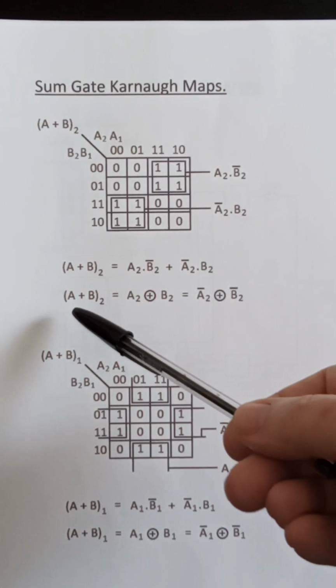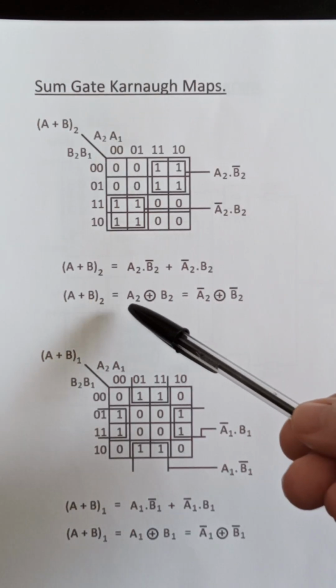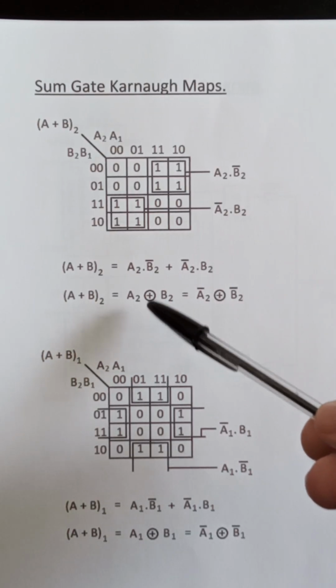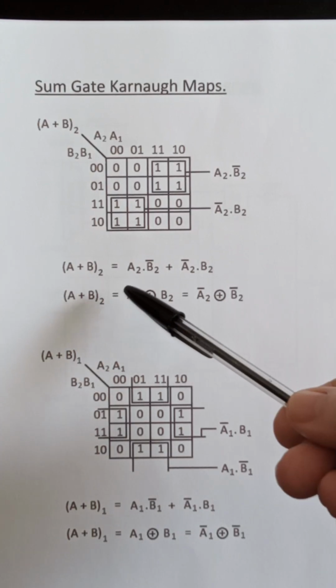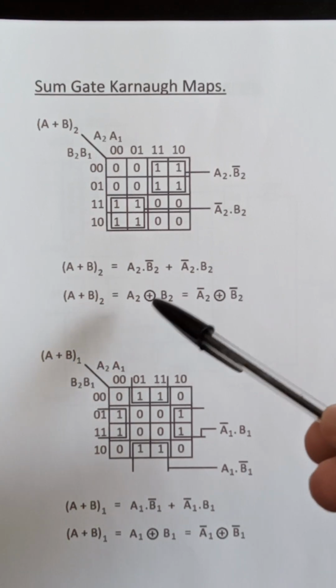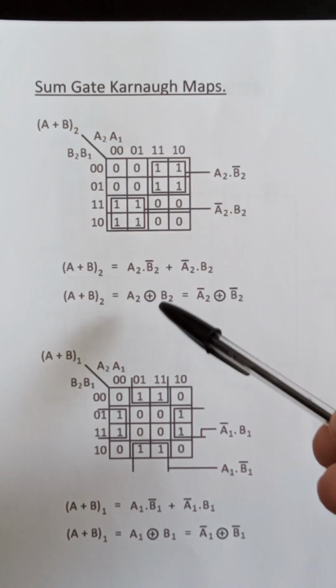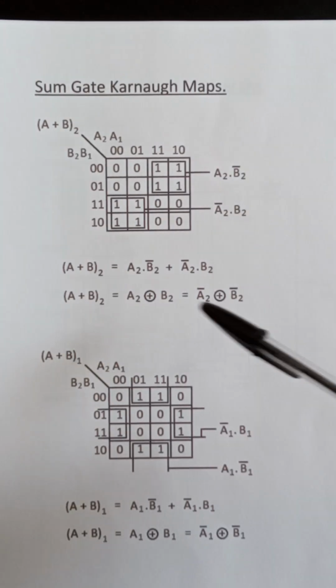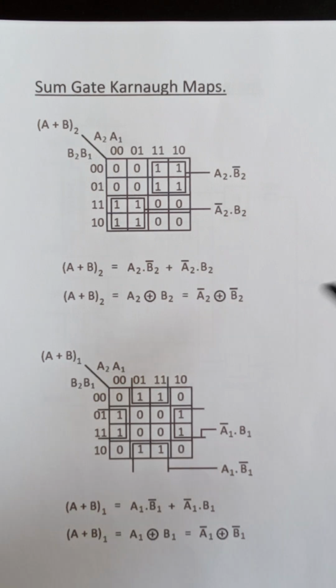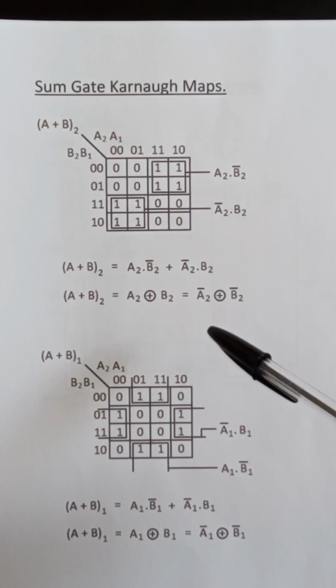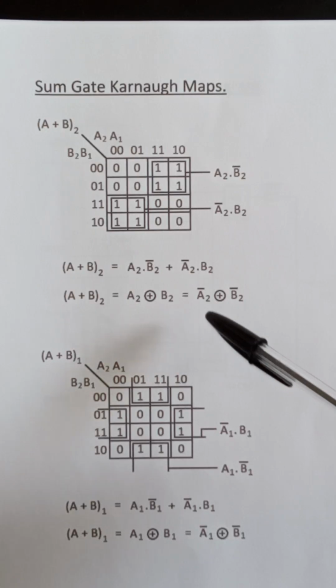So saying that A plus B2 is equal to A2 exclusive OR B2, and if you complement both the inputs of an exclusive OR gate, it performs the same function. So this is equal to not A2 exclusive OR not B2. Just means I can get away with using one hex Schmitt trigger per input instead of two.